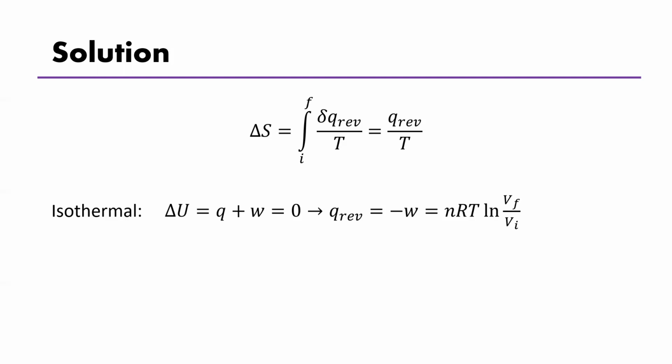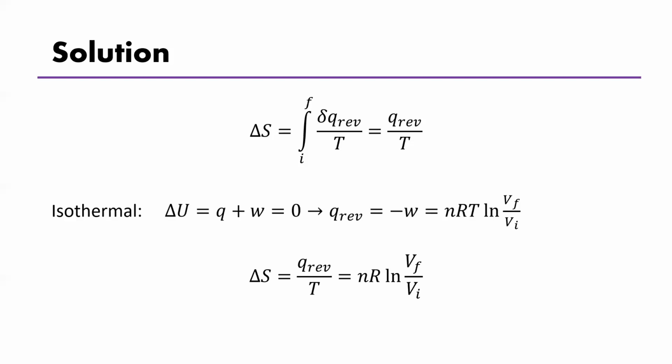the heat of the reversible process is equal to the negative work, which is equal to the number of moles times the universal gas constant times T, the absolute temperature, times the logarithm of the final volume over the initial volume. So we can write the change in entropy is the number of moles times the universal gas constant times the logarithm of the final volume over the initial volume.